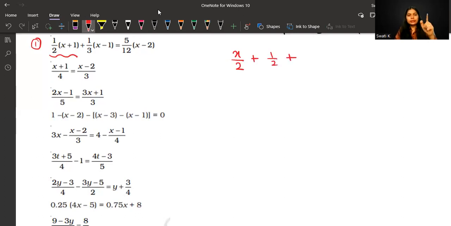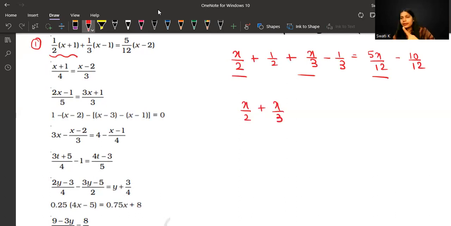plus 1 by 3 into x is 1 by 3x, which is the same as x by 3, minus 1 by 3 into 1 is 1 by 3, equals, this will become 5 by 12x, that means 5x by 12, and minus 5 times 2, that is 10 by 12. Now I'll just keep the x terms together. So this term and this term together, this will become x by 2 plus x by 3. And shifting this 5x by 12 to this side, it will become minus 5x by 12, and keeping all the other terms on the other side.